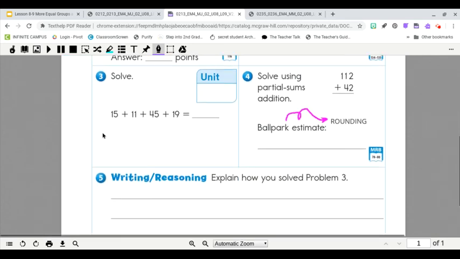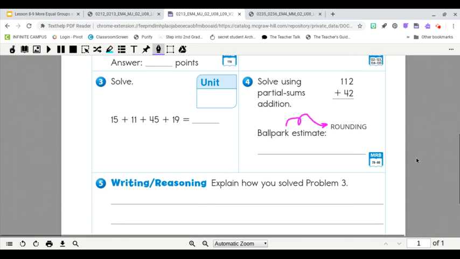For number three, when you're solving it, you're going to be explaining in number 5 how you solved it. I would remind you to look for ways to make 10. For example, 5 plus 5 makes 10. So you might add all the ones first. You might rewrite them all going up and down to solve them. Just explain how you did that in number 5.